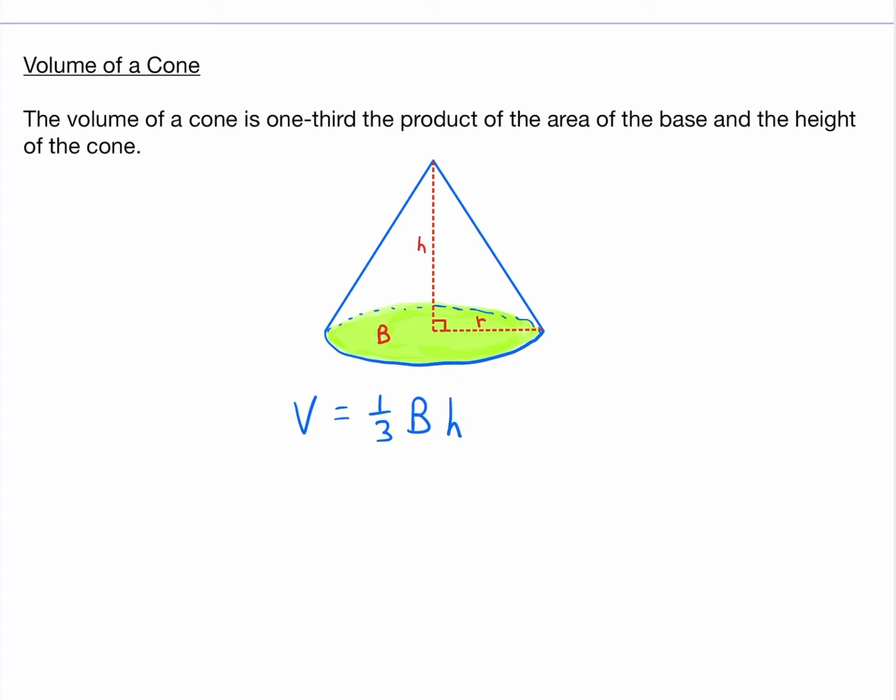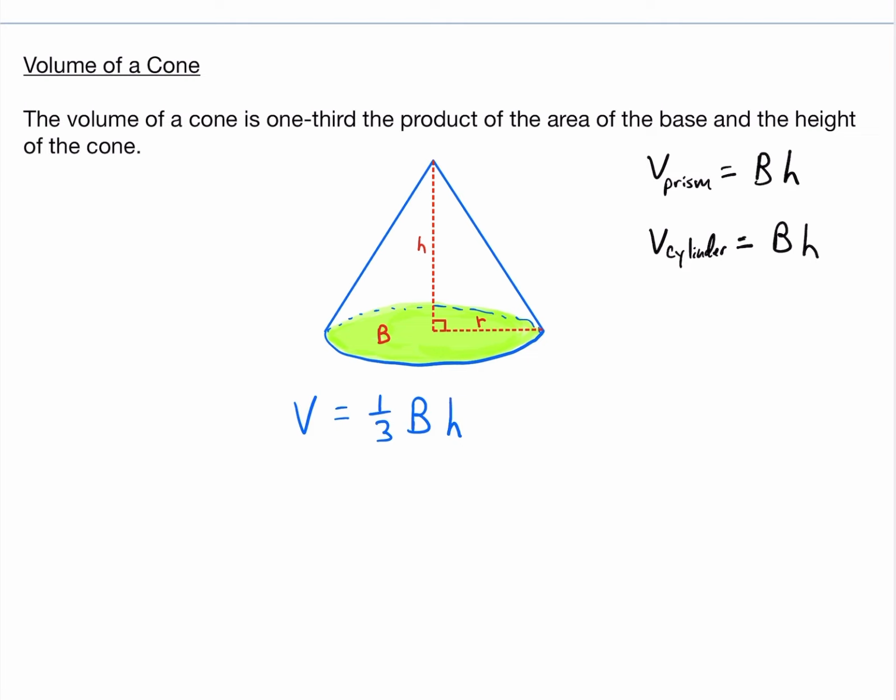Okay, so there's actually a simple way to remember how to calculate the volume of a cone or a pyramid. If you think about the volume of a prism or a cylinder, okay, so if you recall, volume of a prism is equal to the area of the base times the height. Similarly, the volume of a cylinder is also equal to the area of the base times height.